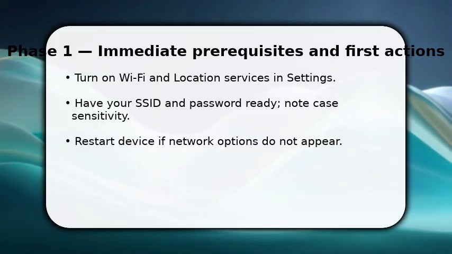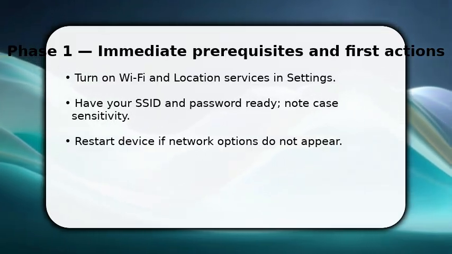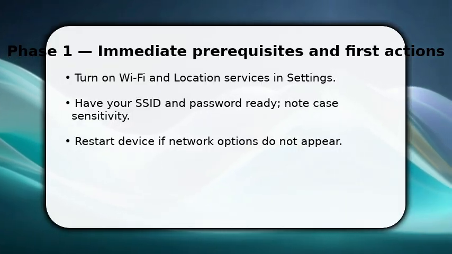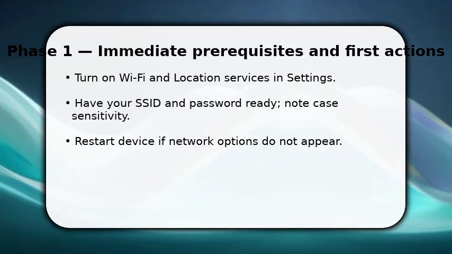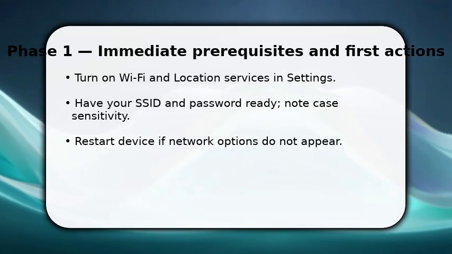Now open Settings, tap Wi-Fi, and wait while the phone scans nearby networks. If you don't see your network, restart the phone or toggle Wi-Fi off and on to force a fresh scan. Then move to selecting the correct SSID.